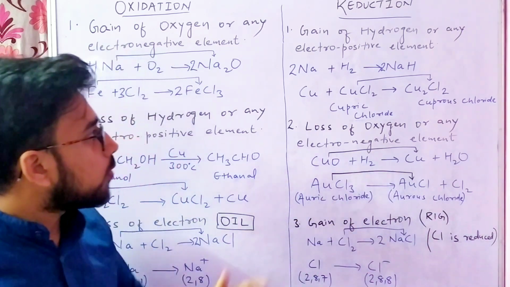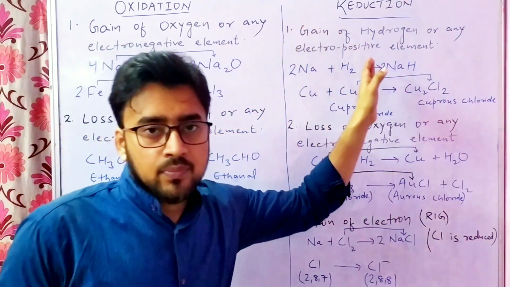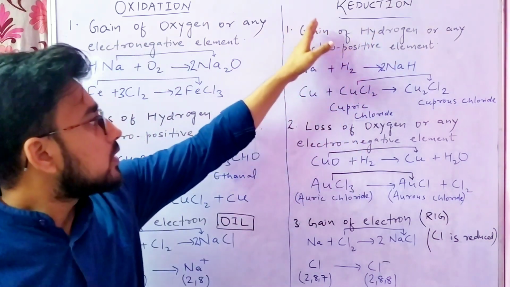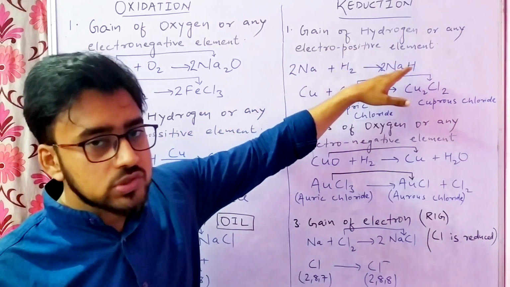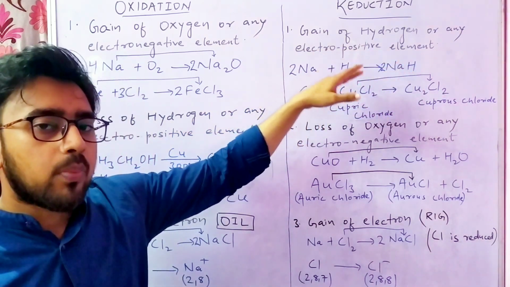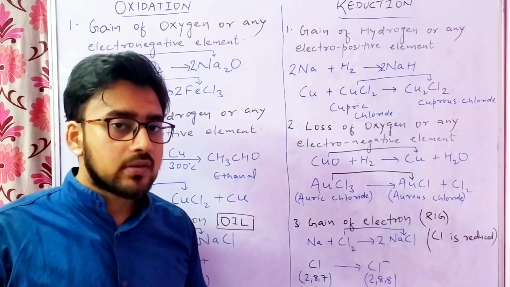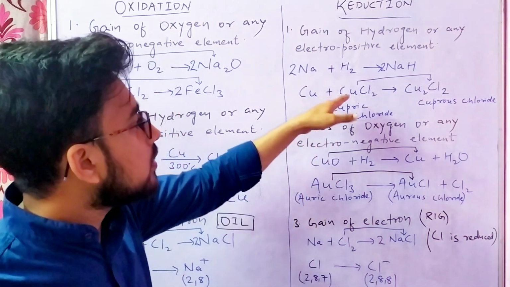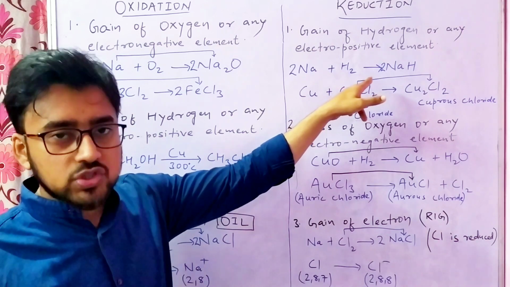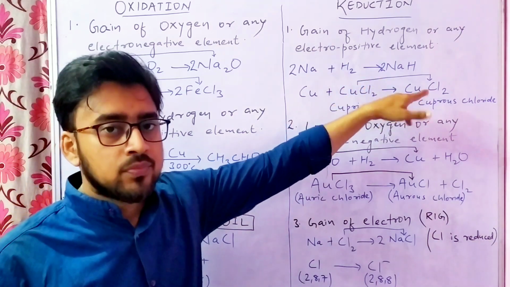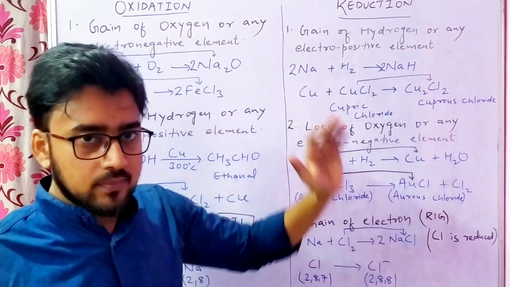Now let's talk about reduction, the first concept. So what is reduction, my students? My dear students, reduction is gain of hydrogen or any other electropositive element. So gain of hydrogen is reduction. Let's see one example. The sodium reacts with hydrogen and forms hydride. Which hydride? Sodium hydride.